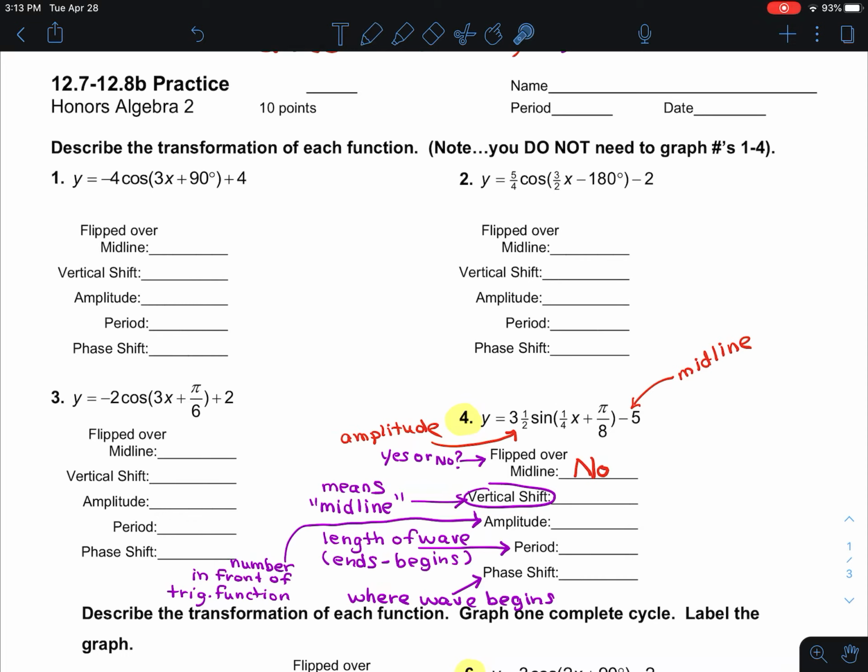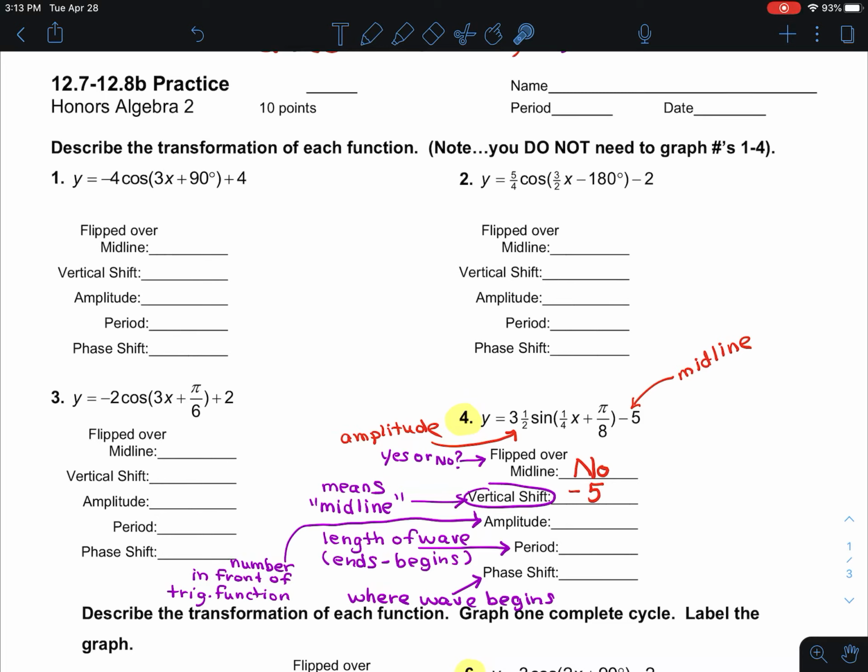The other thing that was worded slightly differently on this worksheet: previously, we had a blank that asked you for the midline, and instead the blank was asking you for the vertical shift, which we know is always how much you're either adding or subtracting on the outside of the parent function. So vertical shift means the same thing as midline. In this example, the midline would be at -5.